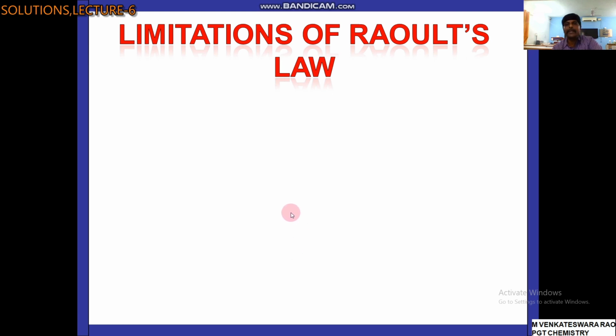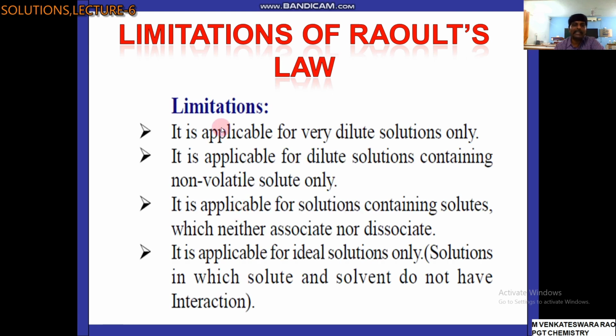There are some limitations for Raoult's law. What are those limitations? It is applicable for very dilute solutions only. It is applicable for dilute solutions containing non-volatile solute only. It is applicable for solutions containing solutes which neither associate nor dissociate. That type of solution is called an ideal solution. This ideal solution is the next topic. In the next class I will explain about ideal solutions. These are the limitations of Raoult's law.